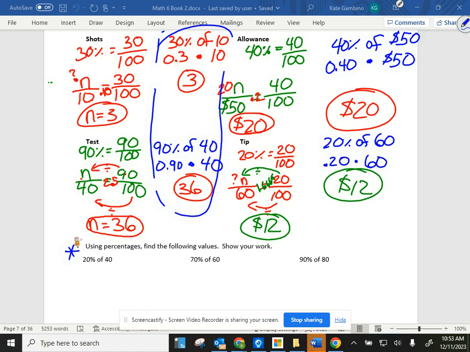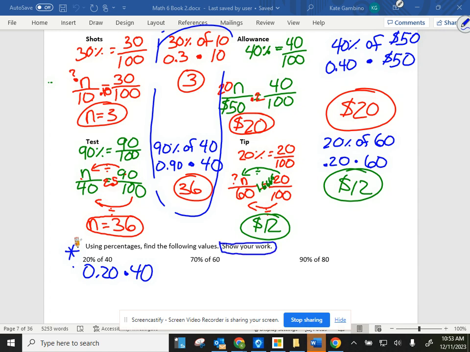20% of 40. How am I going to solve that? What do I have to write? 20% of 40, because I'm not going to put 20% into my calculator. There is no "of" in my calculator. What calculation am I going to put into the calculator, Lilia? 0.20 times 40. And it does say show your work.